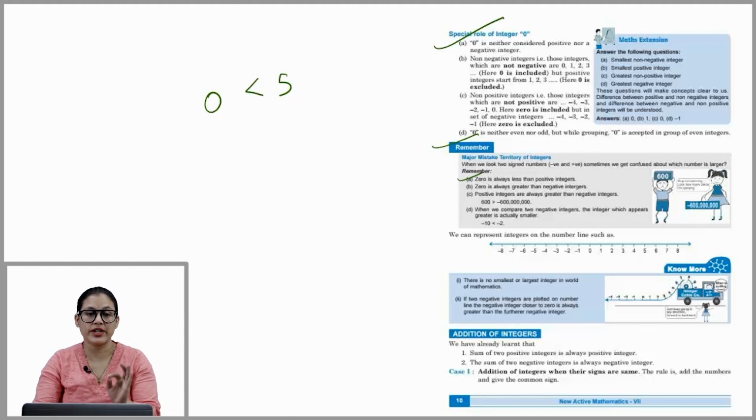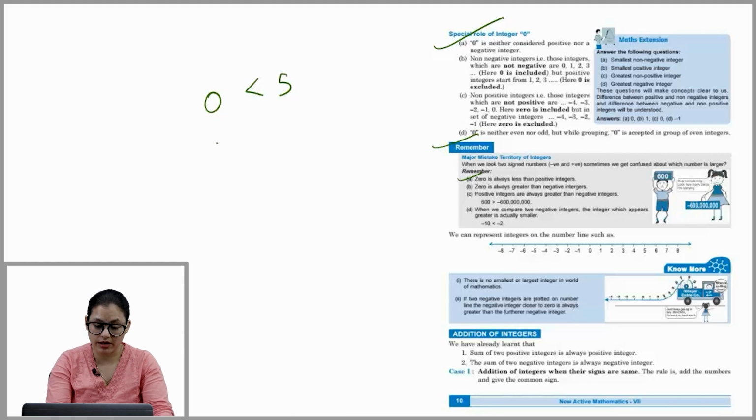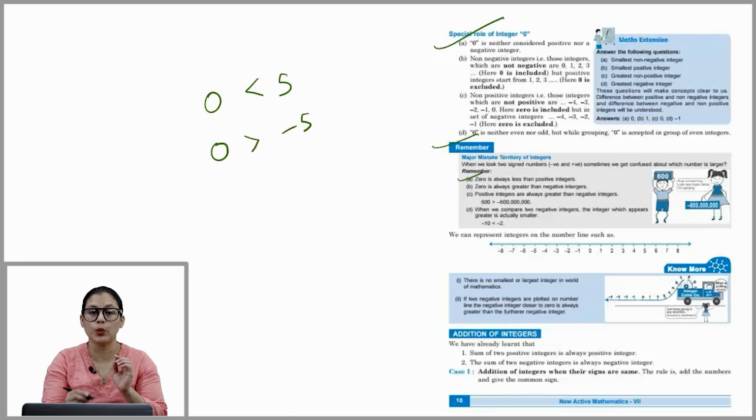B. 0 is always greater than a negative number. If we are comparing 0 with a negative integer, then remember 0 will always be greater than the negative integer, right? C. Positive integers are always greater than negative integers. And D, when we compare two negative integers, the integer which appears greater is actually smaller.